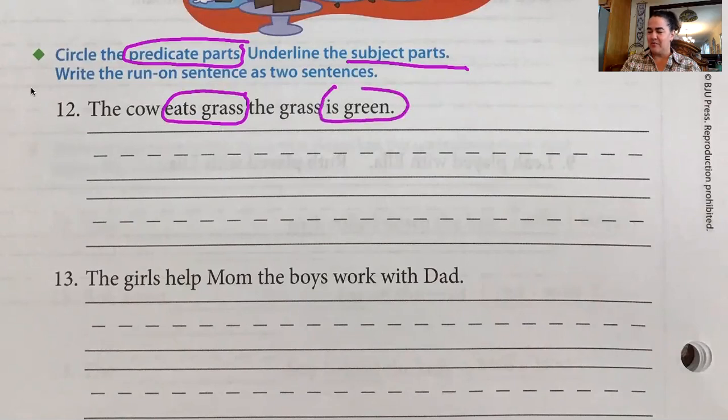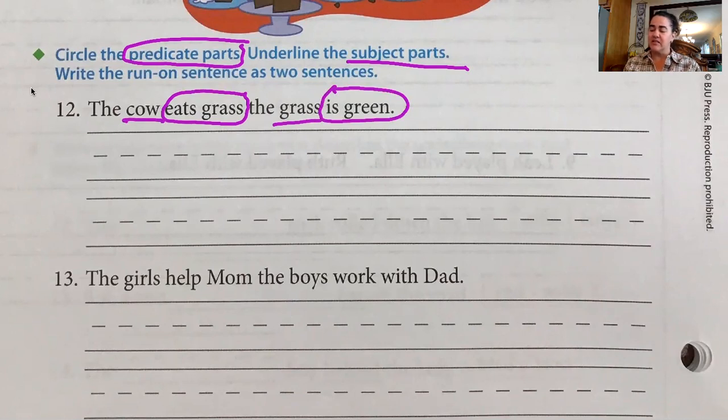Is green. Remember, is a linking verb. Is and are linking verbs. Say it. Is and are linking verbs. Okay. So, who eats grass? Cow eats grass. What is green? Grass is green. So now we've circled the predicate parts, we underline the subject parts.